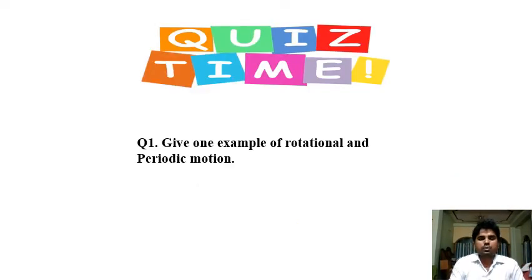So student, now it is quiz time and you have to answer the question. Give one example of rotational motion and periodic motion. I will give you some time. You have to find the answer from whatever I have taught you in the class. What is an example of rotational and periodic motion?